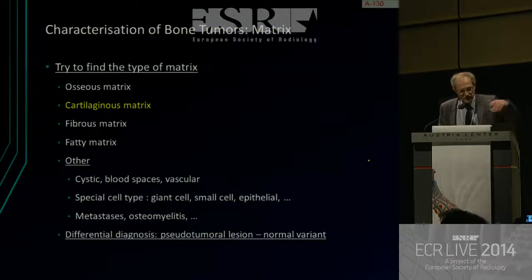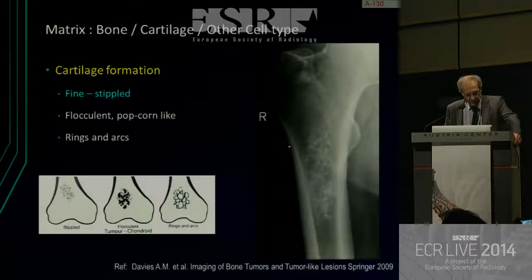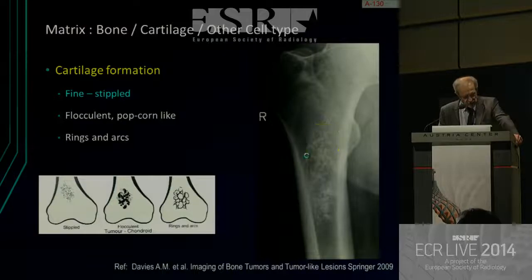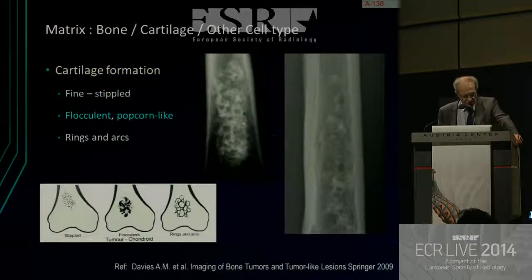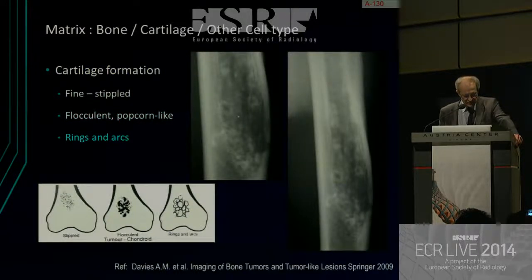So we have seen the age, the location within the skeleton, the reaction and the margins of the lesion. We look now at the matrix. We started with the osseous matrix and we will continue with the cartilaginous matrix. Here we have typical radiographical appearance with fine stippled calcifications, or they can be flocculent or popcorn-like calcifications, and sometimes you will see rings and arcs. These are typical for cartilaginous tumors.